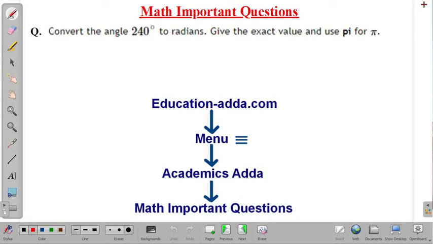In this lecture, we will discuss one important problem of mathematics from the topic trigonometry.